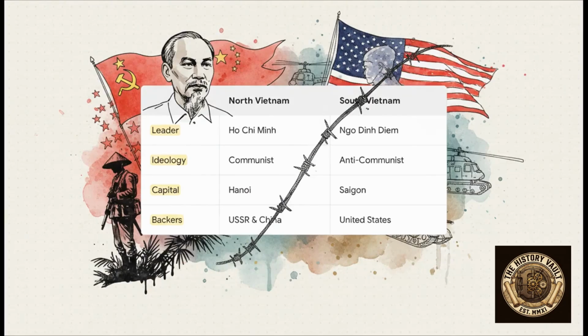And that created this stark new reality. In the north, you had the communist revolutionary leader Ho Chi Minh, backed by the Soviet Union and China. And in the south, you had an anti-communist government heavily supported by the United States. The battle lines were no longer just local, they were global.